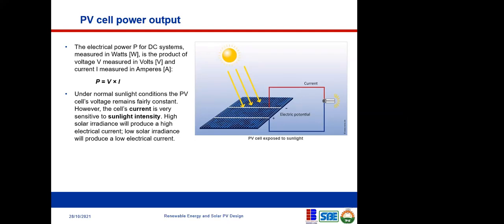Now, however, the cell's current is very sensitive to sunlight intensity. The emphasis here is on current and sunlight intensity. The higher the sunlight intensity, the higher the current. The lower the sunlight intensity, the lower the current. And the lower the current, the lower the power output. Look at our equation. If current becomes lower, the voltage remains fairly constant, but the current is lower, what happens? The power is also lowered.